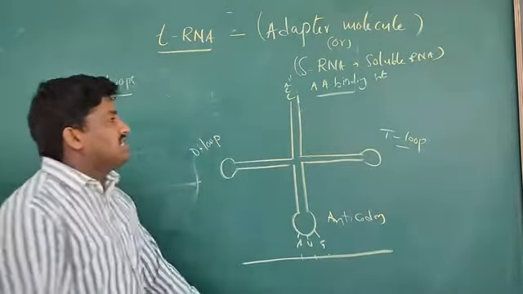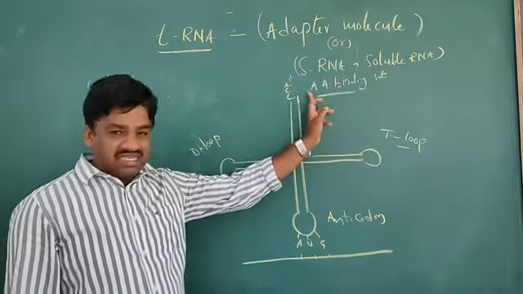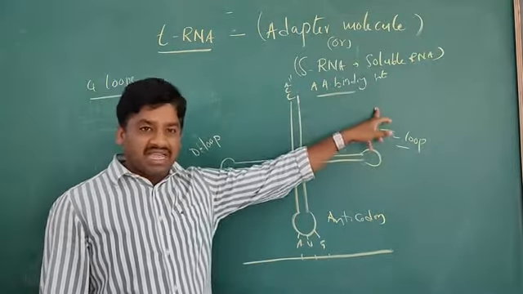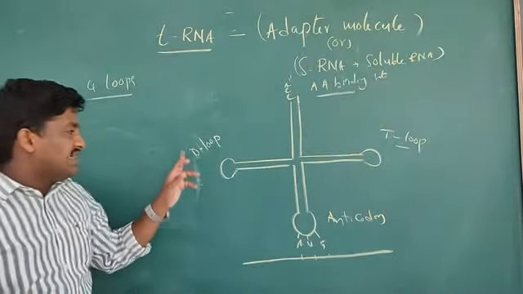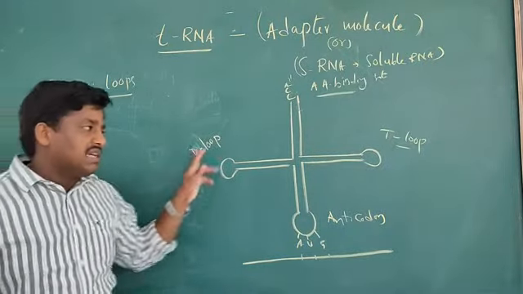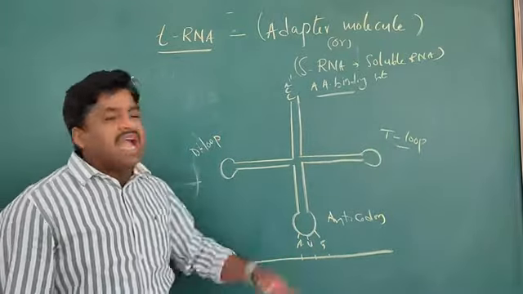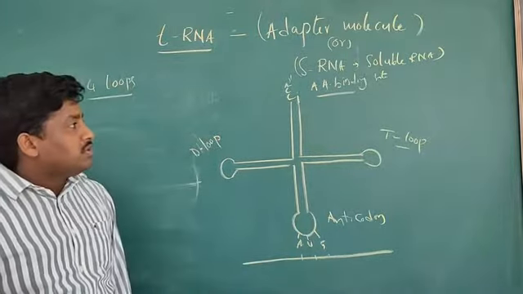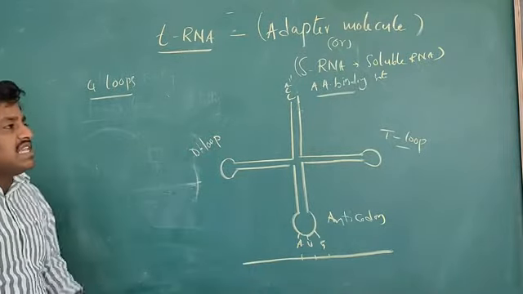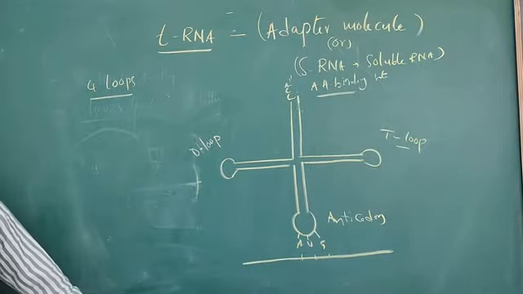So here this is the amino acid acceptor site, that means the amino acid binding site. And one more, it is called the D loop. The third one is the T loop. And here the fourth one is the anticodon loop. So in this, the first one you can see is the amino acid binding site.